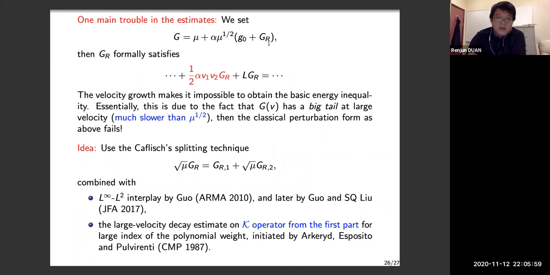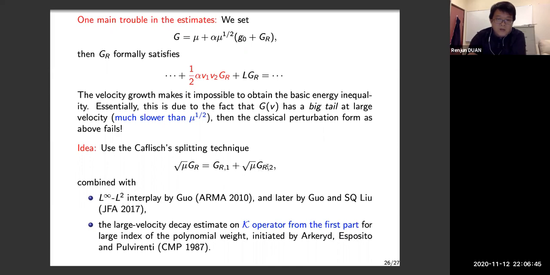We linearize the Boltzmann operator, and we get a coercivity in the L2 framework. So what we have to introduce is a splitting structure. It means that we look at the square root of mu times the perturbation in this form. So one part would just decay polynomially. The other one is already decaying exponentially in velocity. So basically, we would like to introduce this technique to decompose this equation into two coupled equations. And then we have to take out the estimates on the first part and also the second part.